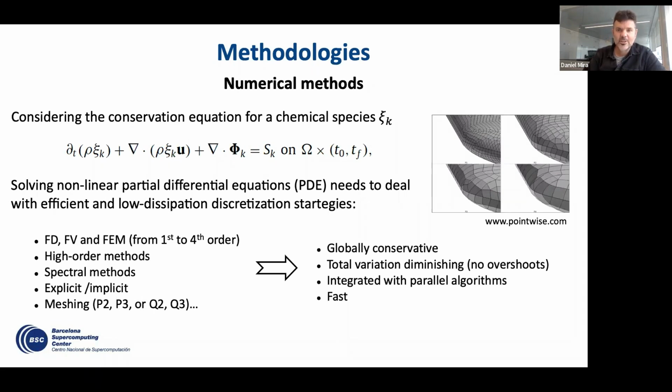At the end, we have to select methods that are globally conservative, so we want to conserve properties like mass, energy, and momentum. But we also want our schemes to be total variation diminishing, so we don't have overshoots in our combustion simulations, which are very troublesome, causing divergence in our Arrhenius expressions and other aspects of the simulation. Also, these methods have to be integrated in parallel algorithms. Otherwise, we will not be able to solve the problems we are targeting. And of course, if possible, we would like these methods to be fast, so we don't need to wait a long time for our simulations, and we also don't need so much computational time and resources.